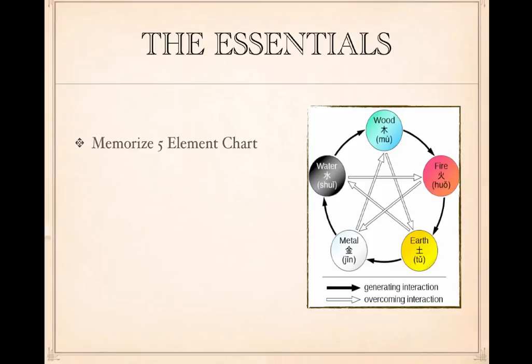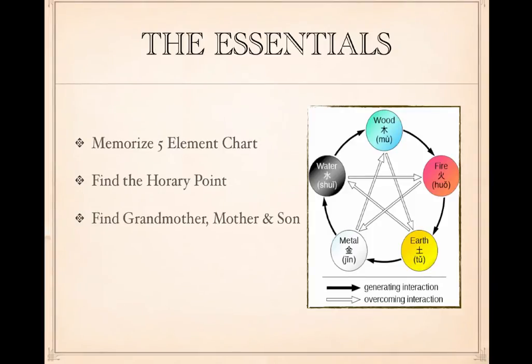So once you have that memorized, the next thing you want to do is find the Harari point. We're going to go into what a Harari point is later on in this presentation. So for right now, just remember you want to find the Harari point. That's your first step. After that, you'll want to find the grandmother, mother, and son points. Their location is dependent on the Harari point, so it's important that you're able to find that first.